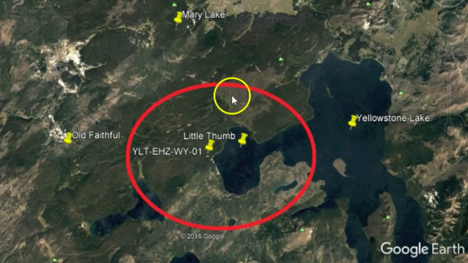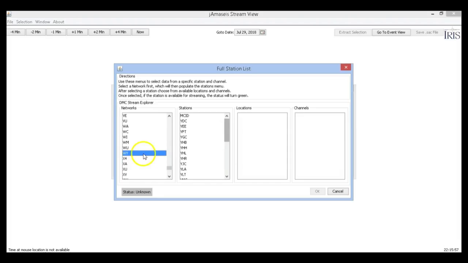at Little West Thumb on the western tip of Yellowstone Lake. The best seismograph to use would be YLT. So after you select WY, then, where to go, YLT, click 01. Remember, usually the first option is what we use in regard to location codes, and click EHZ.